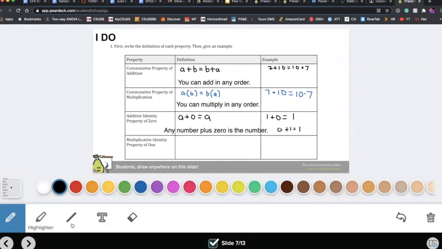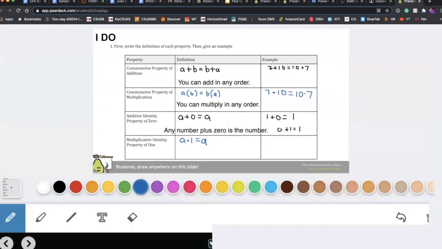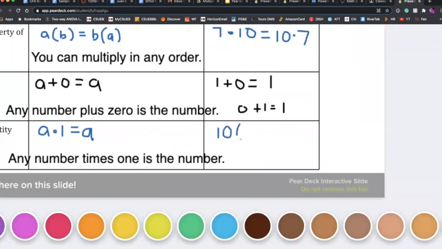And it's the same thing with multiplication. Anything times 1 is that number. So we're going to have A times 1 is equal to A. And what this means is that any number times 1 is that number. So I'll write that any number, instead of plus 0, I'm going to put times 1 is the number. So for instance, 10 times 1 is 10. 100 times 1 is 100.